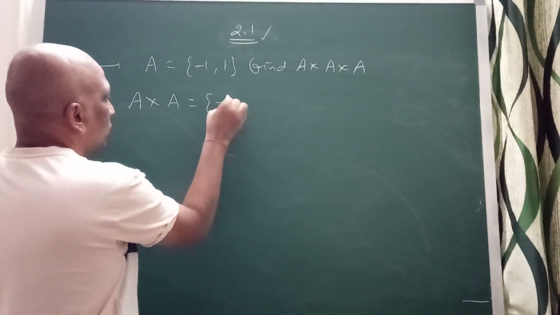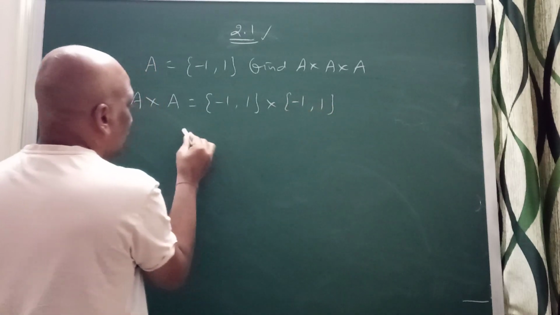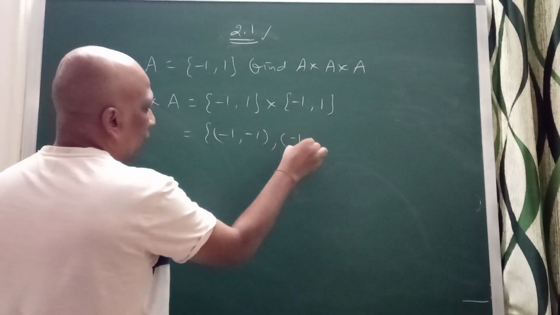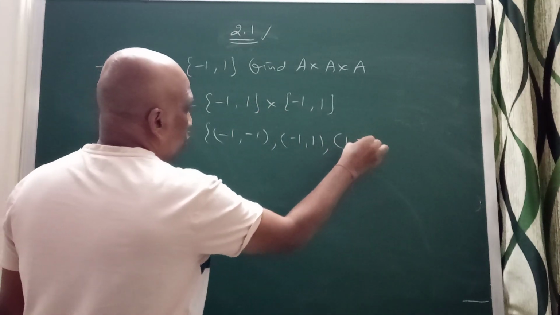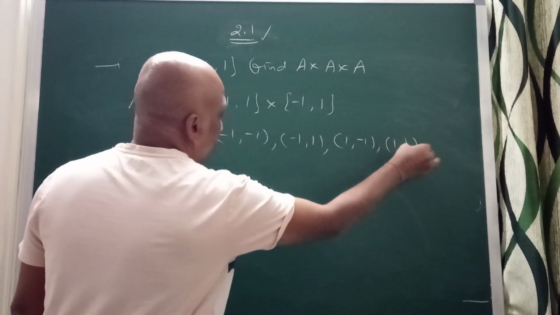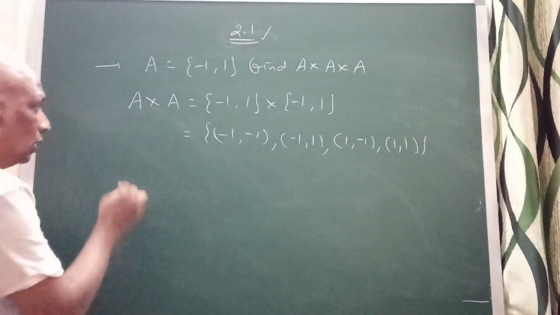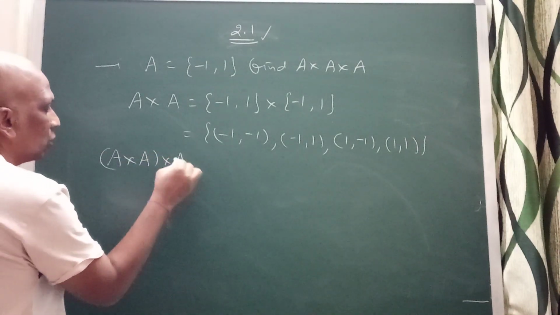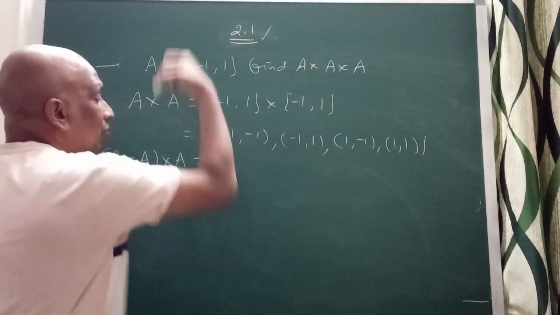A cross A is {-1, 1} cross {-1, 1}. First I will write (-1, -1), (-1, 1). Again take the first element 1: (1, -1), (1, 1). I got A cross A. After finding A cross A, then I will find the triplet, A cross A cross A. This is the triplet I will get. So these are the elements along with A.